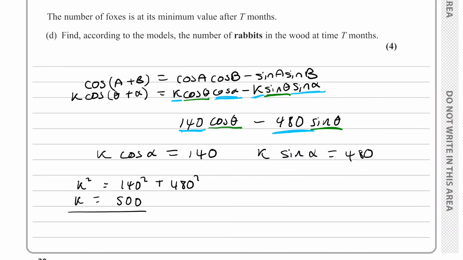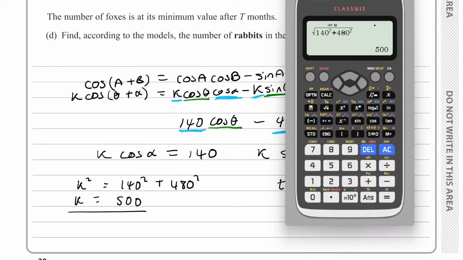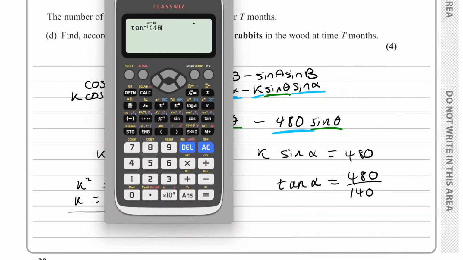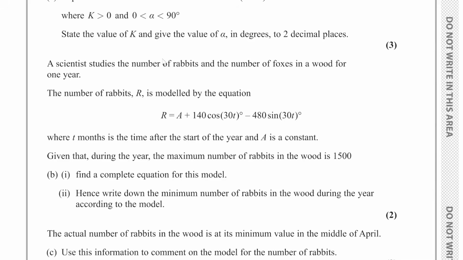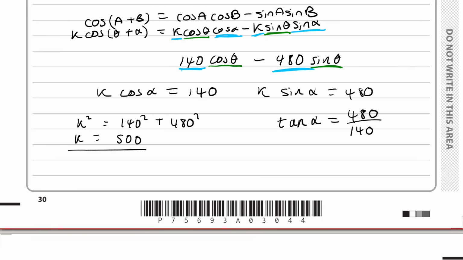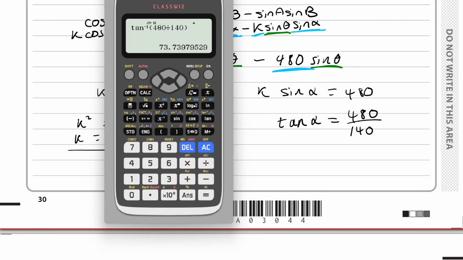To find alpha, we divide the two equations. So sine over cos makes tan, and k over k cancels out. So tan alpha is the sine one over the cos one. So we're going to shift tan of 480 over 140, and we get 73.7 to 2 decimal places, 73.74.